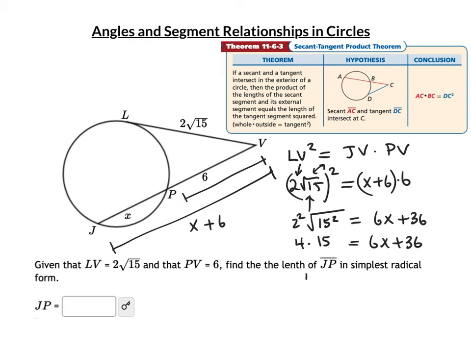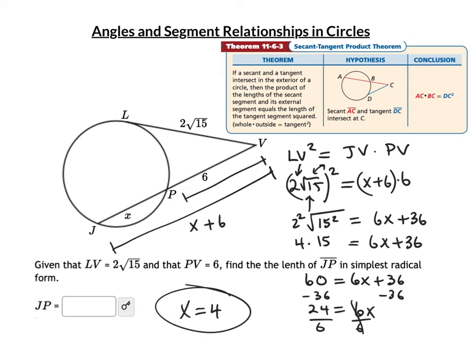4 times 15 is 60. 60 equals 6x plus 36. We'll subtract 36 from each side. And 60 minus 36 is 24. 6x equals 24. And if we divide by 6, x would be 4. 24 divided by 6 is 4.